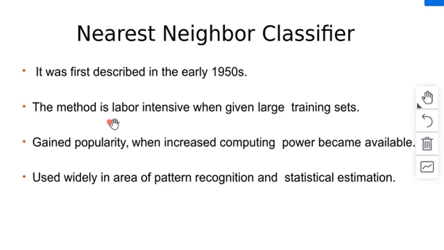Next, the nearest neighbor classifier is also called a non-parametric learning algorithm. Why? Because it does not assume anything about the underlying data. It gained popularity when increased computing power became available, and it is mainly used in the pattern recognition and statistical estimation fields.